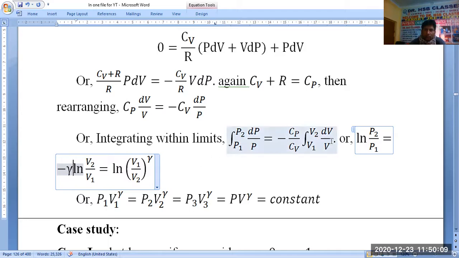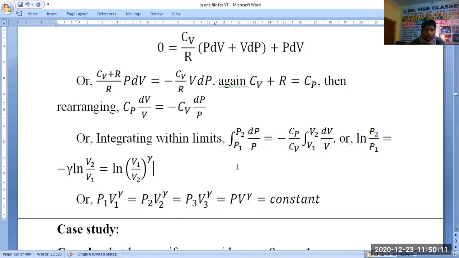Now, removing the ln from both sides, we get P1 V1 to the power gamma equal to P2 V2 to the power gamma, or P V to the power gamma equal to constant. So this is the relation between P and V.